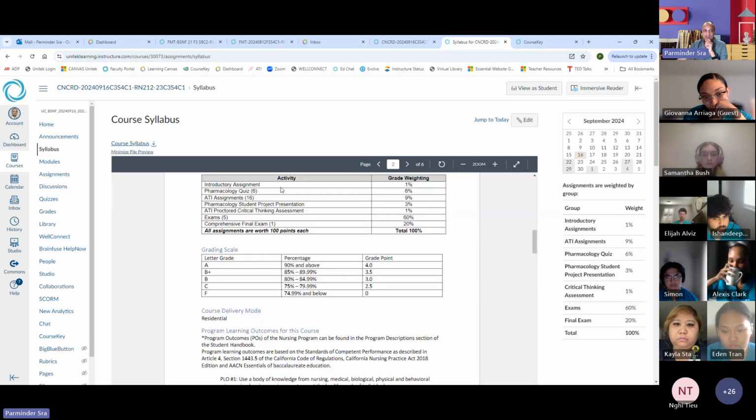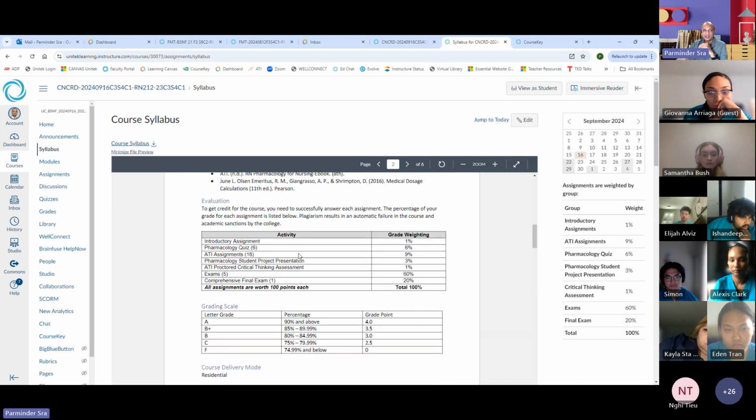So do not delay any assignment, because that is going to negatively impact your grades. You have your quizzes, which are 6%, and your ATI assignments, 9%. Usually once you complete your first ATI assignment, they credit you with that total 9%. If any assignment is not submitted or not submitted on time, then they start deducting. So you may not see an increase in your grades when you complete, but you may see a deduction when you don't submit on time.